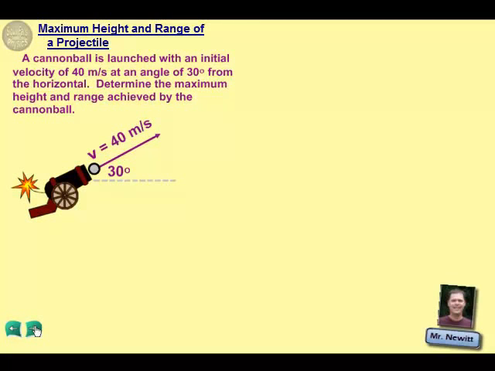One of the first things we need to do then is to break the velocity down into horizontal and vertical components. Since we know it's launched at a 30-degree angle and we know that that initial velocity is 40 meters per second, we need to find our v sub x and our v sub y.